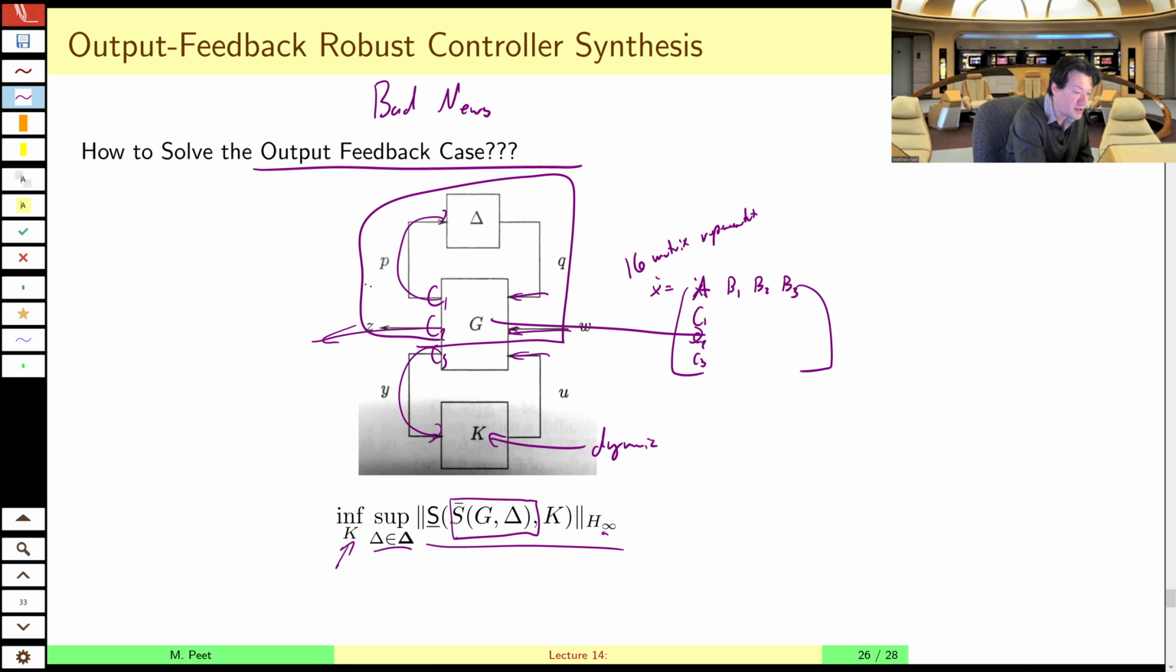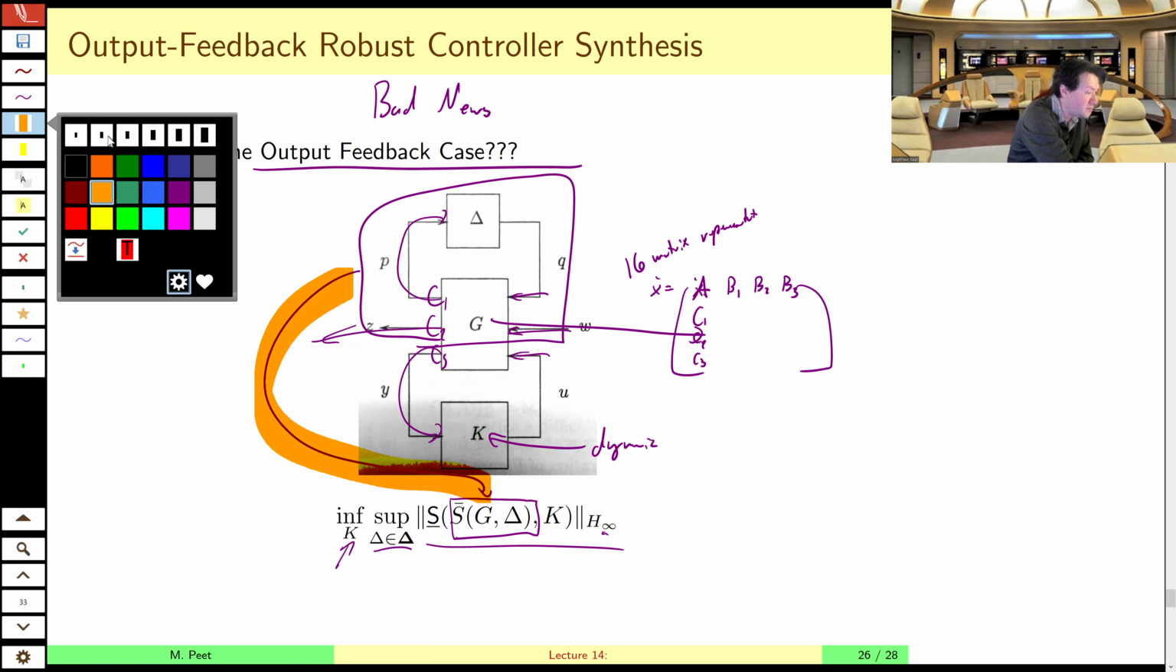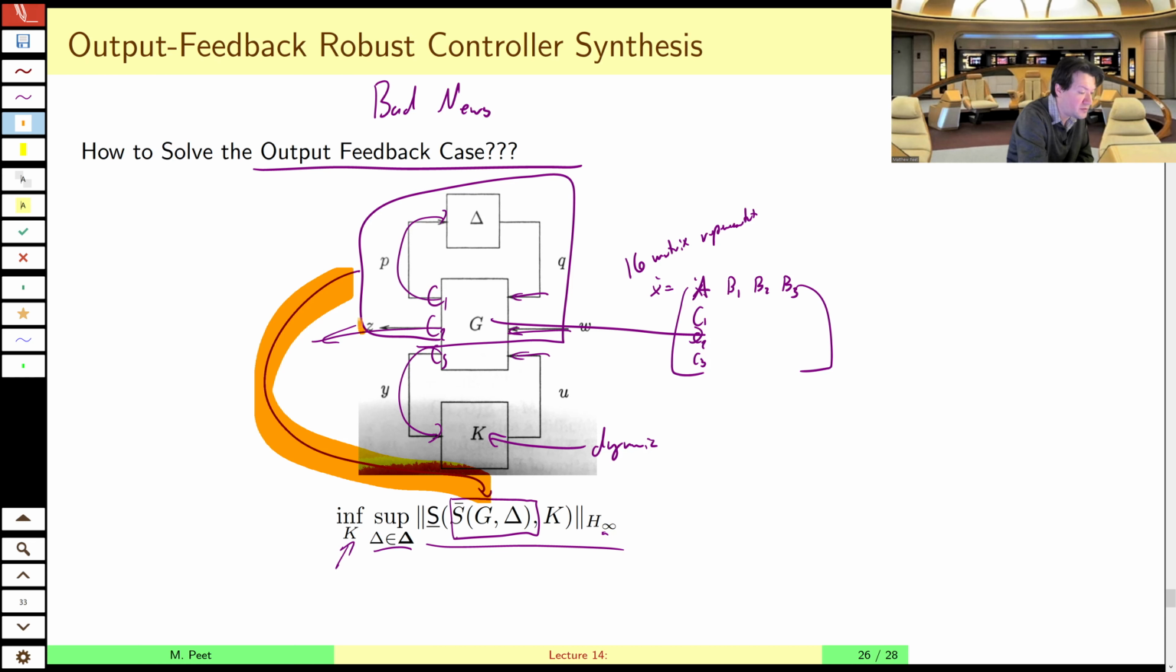So that's this system right here, and I should probably vary my colors. I'll block that out. Sorry, my highlighter is not sufficiently narrow. Can I make my highlighter smaller?